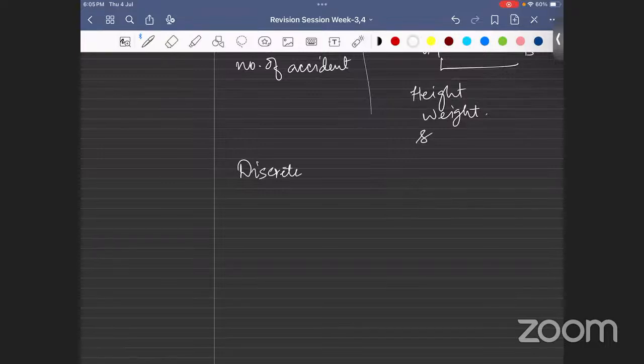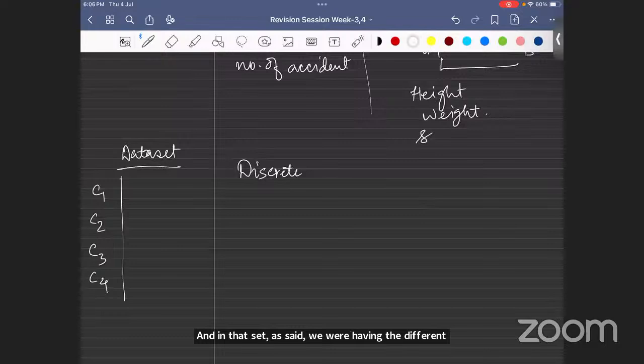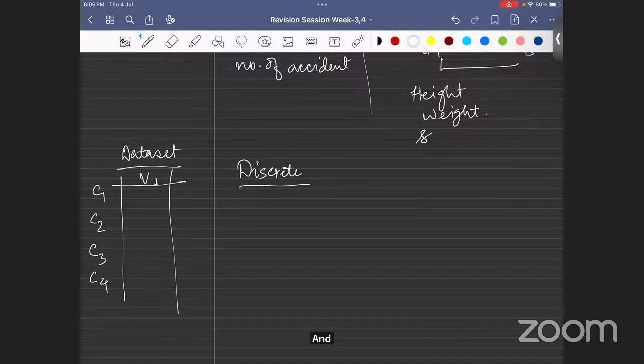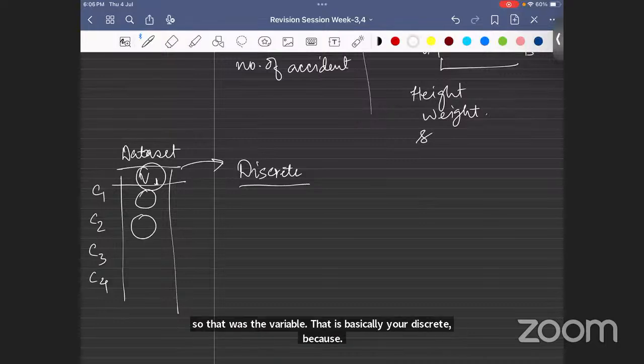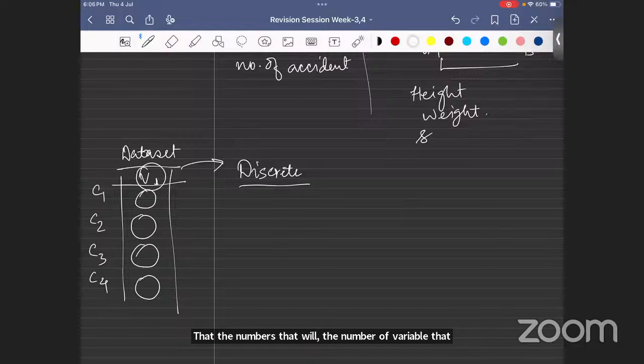Whatever data set is available to you, you have features of it, with different cases, or observations, and in that you have a variable. That variable is numerical and in discrete form. For example, this variable was the number of people present in some household. That is basically discrete, because the number of people in each observation will be some sort of finite number.